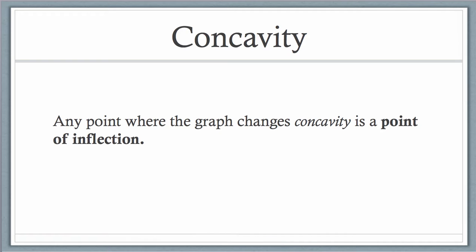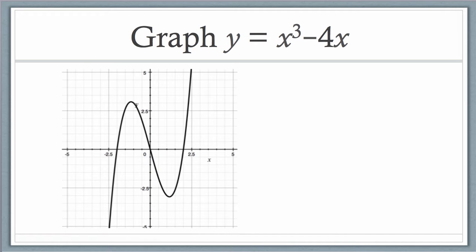Any point where my graph changes concavity, so I go from either up to down or down to up, is called a point of inflection. So let's graph y equals x cubed minus 4x. And here I'm just using a 5 by 5 window.